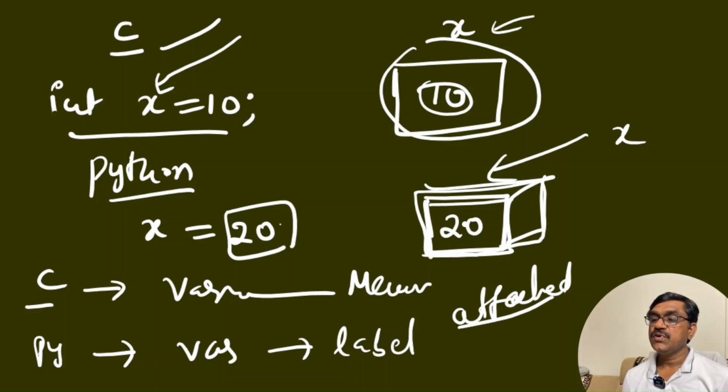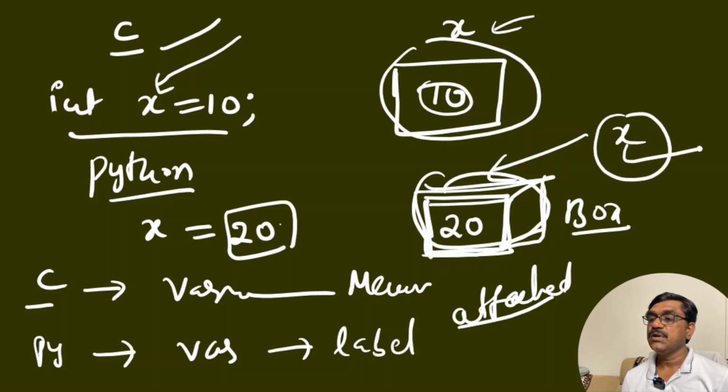Simply a label attached to a value. Assume that the 20 is stored in the memory and you treat it as a box. On the box we have pasted one piece of paper. On that paper we have written the label x. That's all. The variable in Python is nothing but the name attached to a value, or we can say the label attached to the value. That's all. The label x doesn't represent the memory location, whereas in C, x represents the memory location.